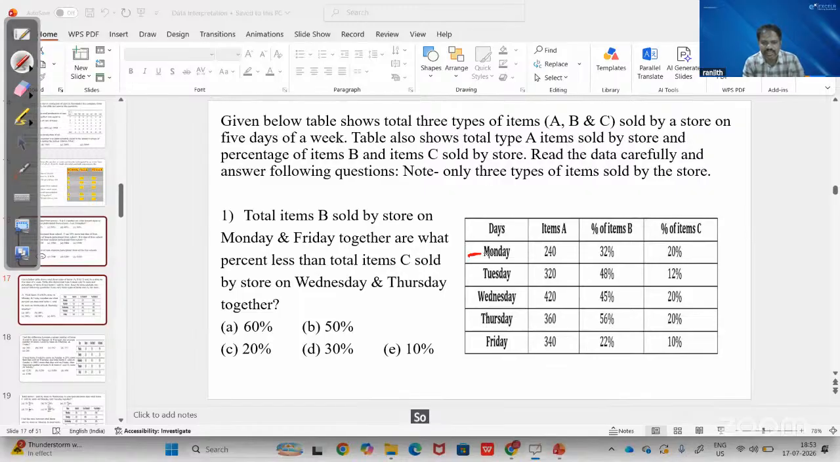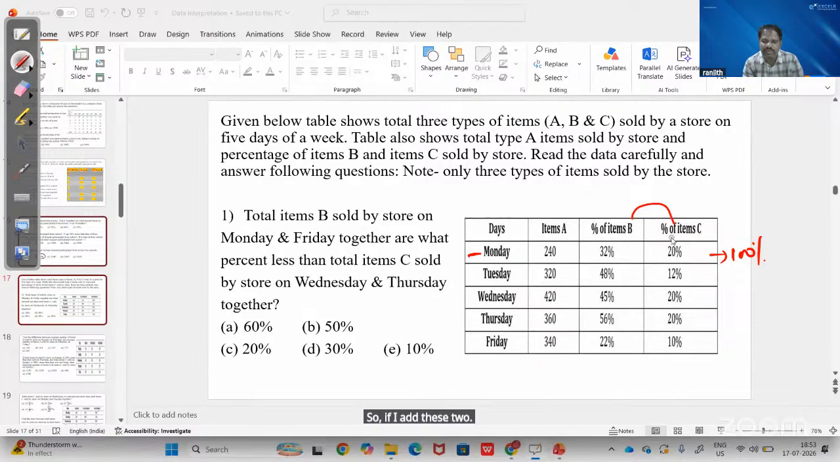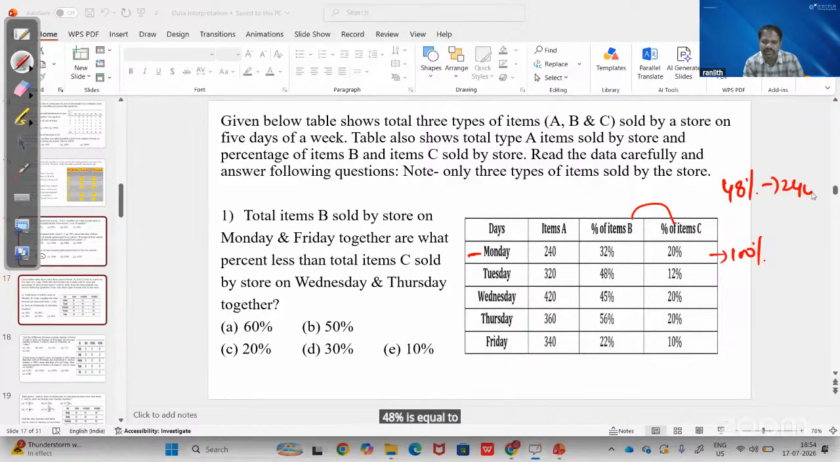For Monday to Friday, the value for item A is given, and for items B and C the percentage is given. So the total percentage will be equal to 100% only. If I add these two, the total is 52%. So of the total 100%, 52% is completed, and the remaining percentage is 48%, which equals 240, where 1% equals 5.